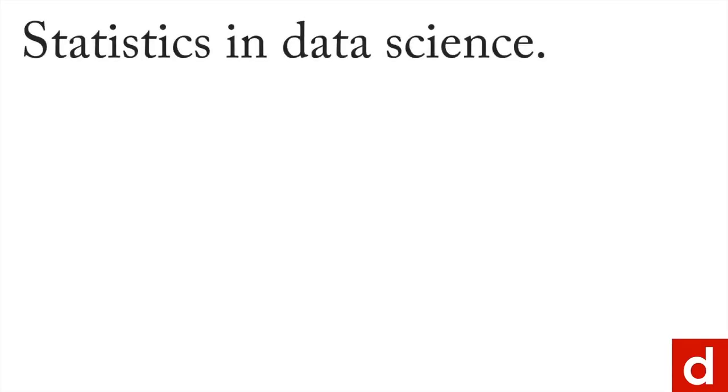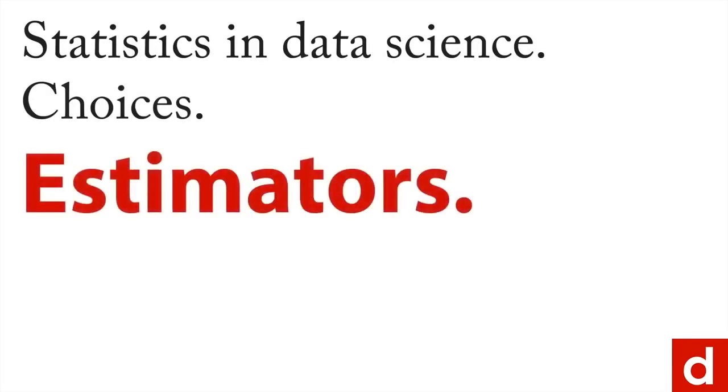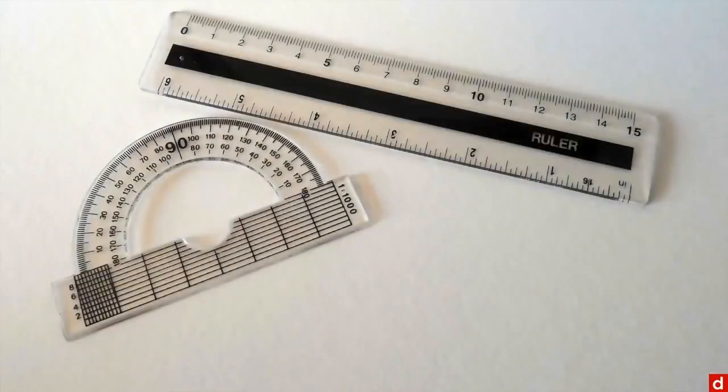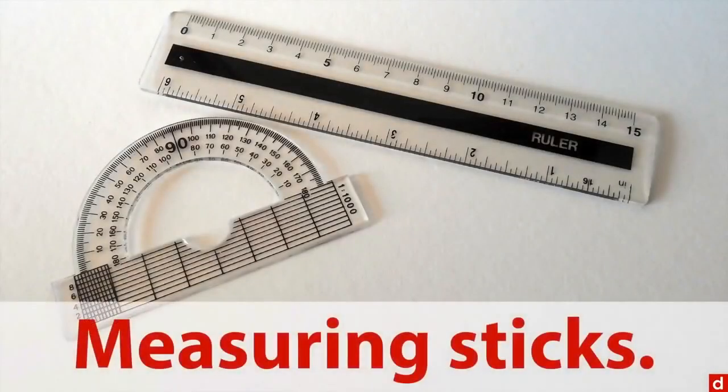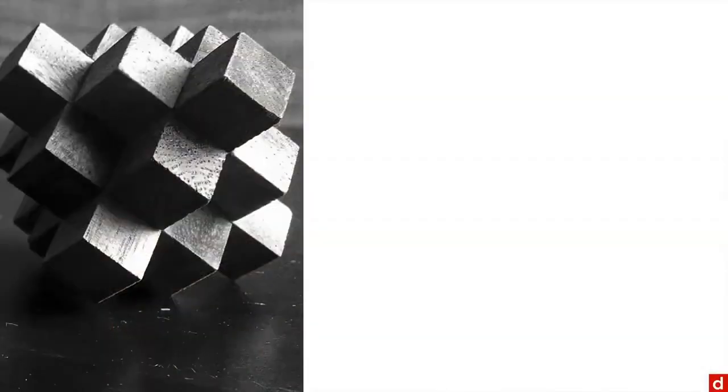As we continue our discussion of statistics and data science, we need to talk about some of the choices that you have to make, some of the trade-offs, and some of the effects that these things have. We'll begin by talking about estimators. That is, different methods for estimating parameters. I like to think of this as what kind of measuring stick or standard are you going to be using? Now, we'll begin with the most common.